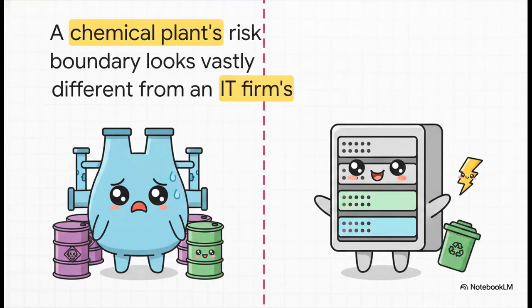Now, context is literally everything here. Clause 4.3 of the standard demands that your scope reflects reality. So, if a chemical plant is mapping its high-risk boundaries, we're talking hazardous waste and air emissions, that map is going to look vastly different from a corporate IT firm that's just mapping its server energy use. Your scope simply cannot be a generic template. It has to be tailored to your unique context.